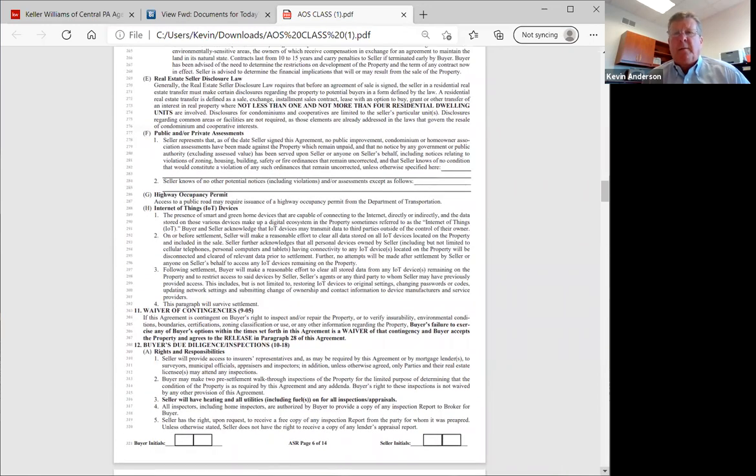Are there any public or private assessments that the buyer may not know about? So this is just saying that the seller has not received any notice of public improvement, condo or homeowner association assessments. Hey, you owe us 10 grand for the new roofs. No government or public authority has served upon the seller. And they've also not received any notices of any violations of zoning, housing, building, safety, fire. That's pretty much covered in the SPD also.